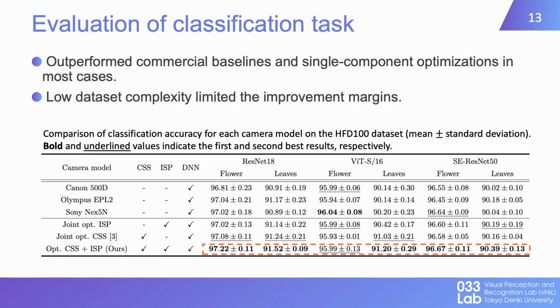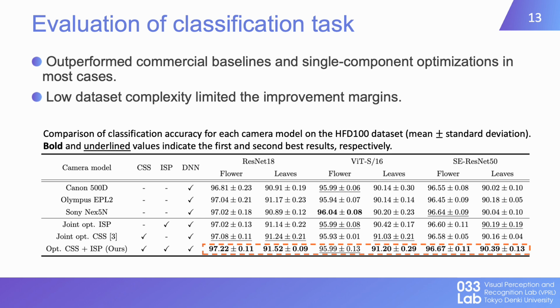Here are the results for the classification task. We tested 3 different DNN architectures, ResNet 18, ViT S16, and SE-ResNet 50. All models were initialized with ImageNet pre-trained weights. The camera parameters were also initialized using the Canon 500D profile. Look at the table. Our method achieves the highest accuracy in almost all cases. It outperforms the commercial baseline and the single component optimizations.